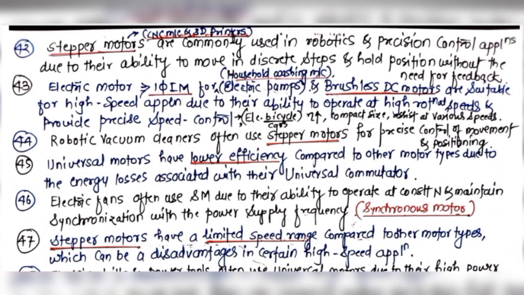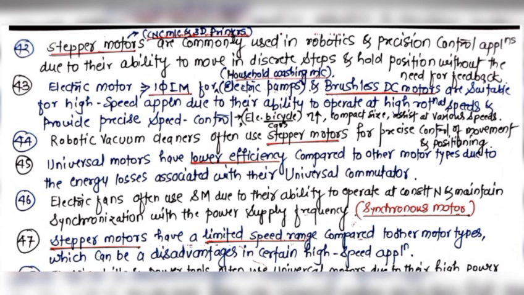Electric bicycles or cars use motors for greater efficiency, compact size, and assistance at various speeds. Robotic vacuum cleaners often use stepper motors for precise control of movement and positioning. Universal motors have lower efficiency compared to other motor types due to the energy losses associated with their commutators.